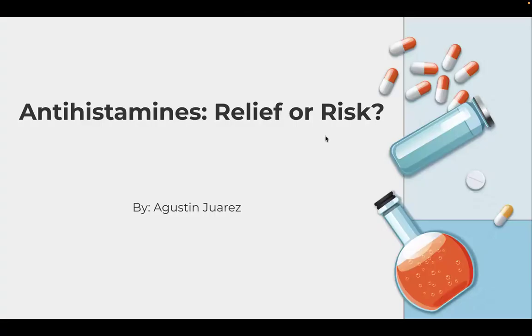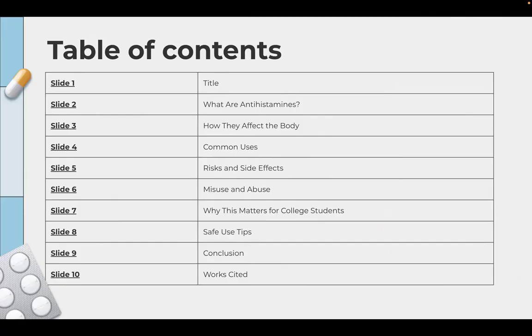So today the topic that I chose was antihistamines, and specifically I'm going to be talking about the risk and the relief that they provide. For the table of contents, I went ahead and divided it into 10 slides.